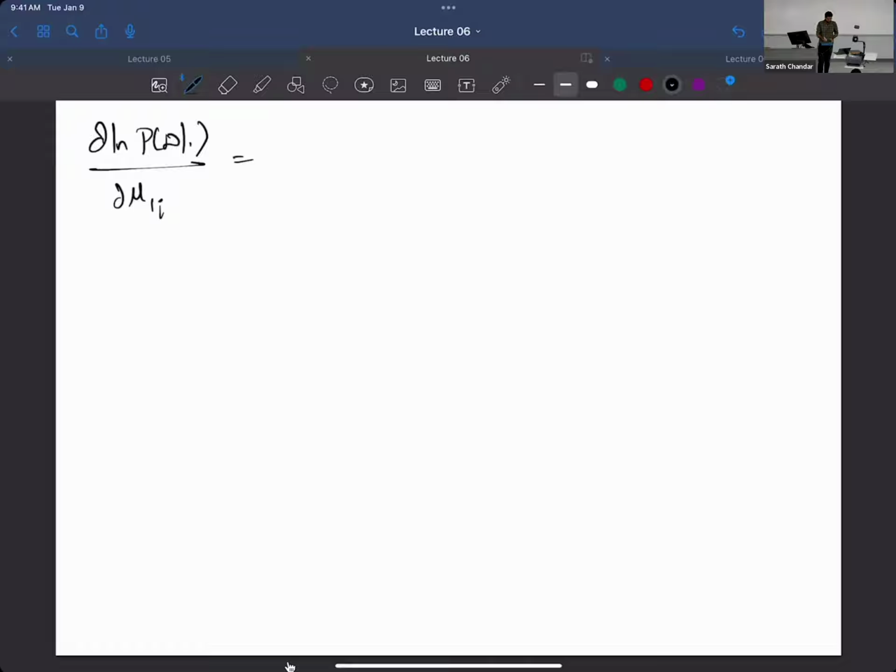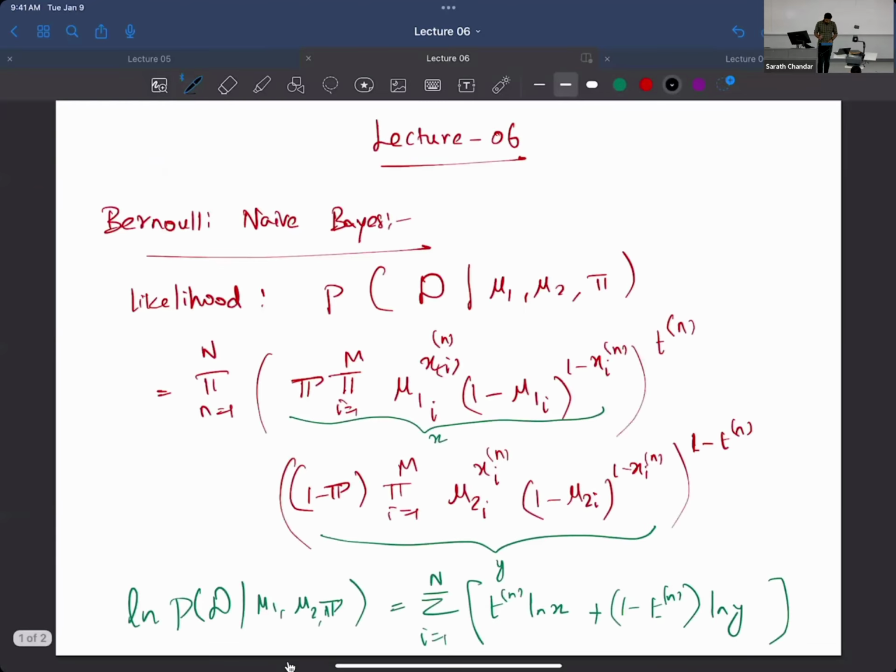So this is going to be dou by dou mu 1i of, let's go back. Mu 1i exists only in this term, right? The second term doesn't have mu 1i, so when we differentiate, the whole thing becomes 0. This is log 80, so this whole thing becomes 0. Again, this is also log 80, so this pi will also become 0. So the only thing that you should differentiate is just this term, right?